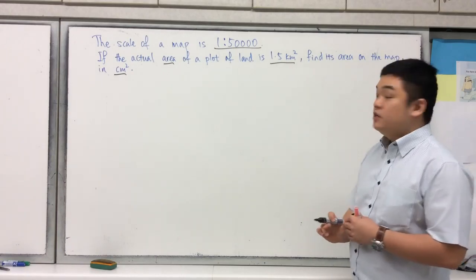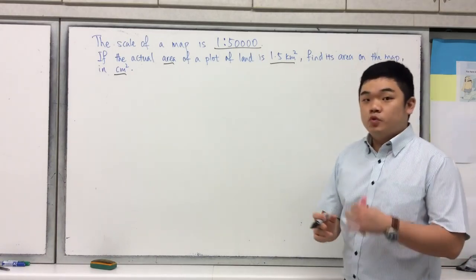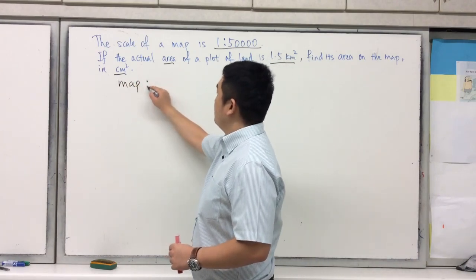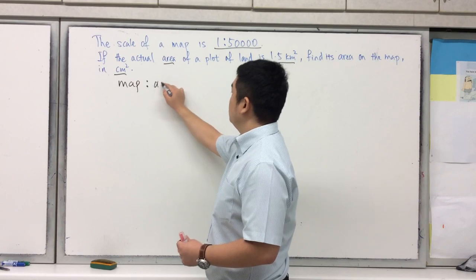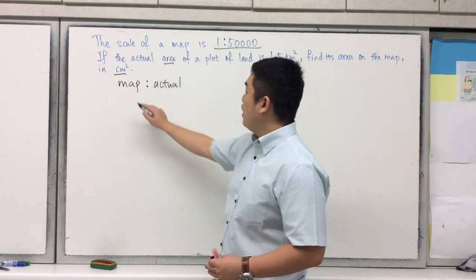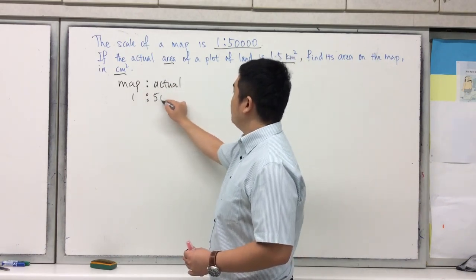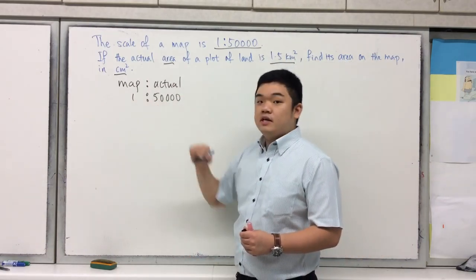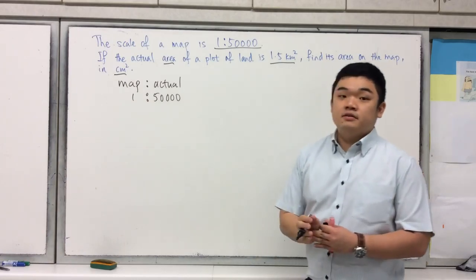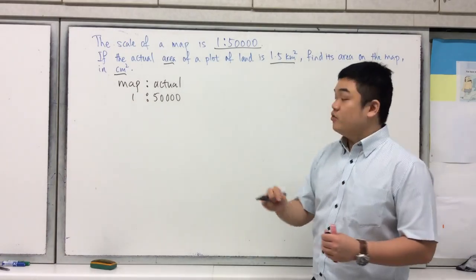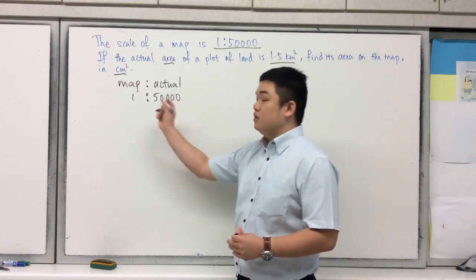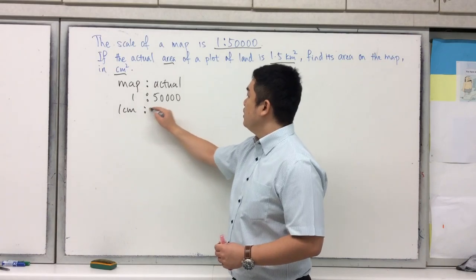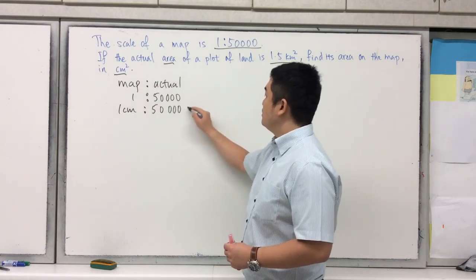What should we do first? So we are given the scale of the map. So we will write that down first. On the left hand side is always the map, the right hand side is always the actual. So we have 1:50,000. Can you see that in the scale there is no units on the left hand side? Neither do we have a unit on the right hand side. So if we want to put a unit, we have to be consistent and put the same unit on the left hand side and the right hand side. So we will have 1 cm is to 50,000 cm.